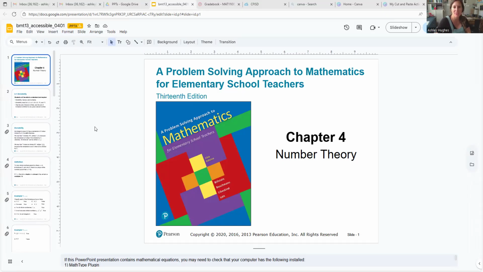All right, guys, so let's jump into section 4.1. And this one is a fun one. I like talking about divisibility rules. So let's talk about divisibility.